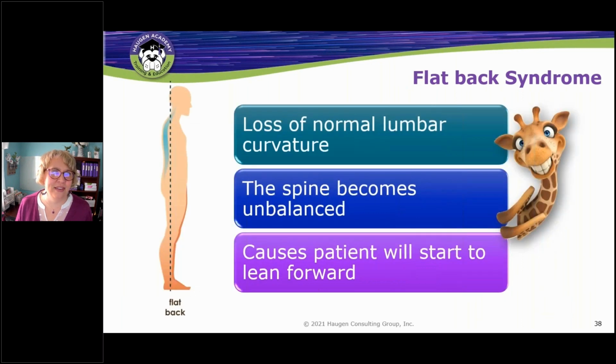And then flat back syndrome. Again, you're supposed to have a certain curvature in your spine. This is the opposite of kyphosis. So instead of having that extra curve in there, you've got less of a curve. This can cause a lot of problems with balance because it kind of pitches you forward. It really can mess with your whole stature.